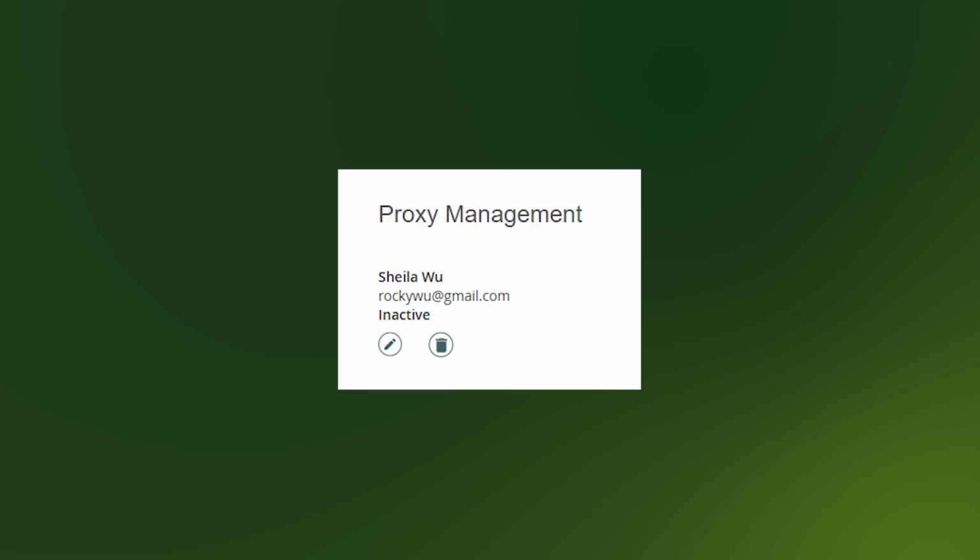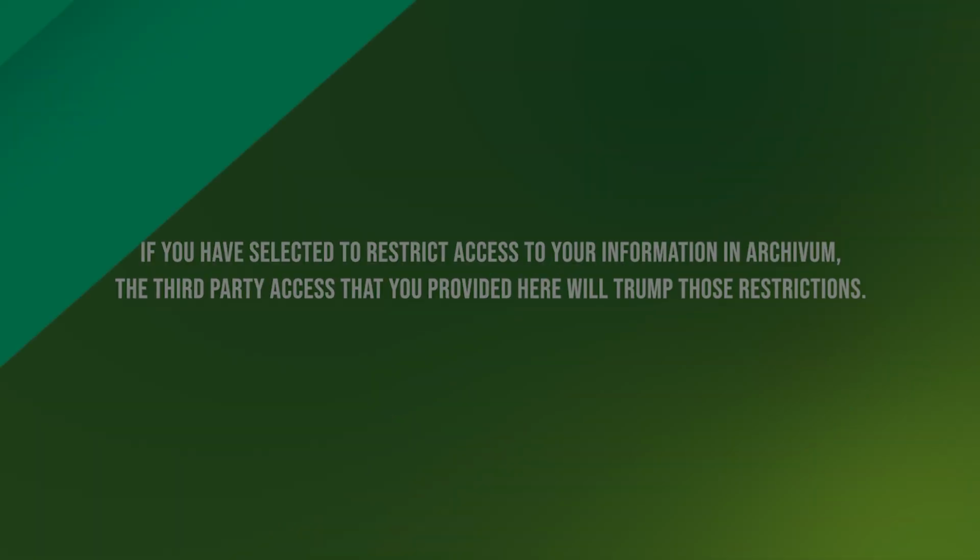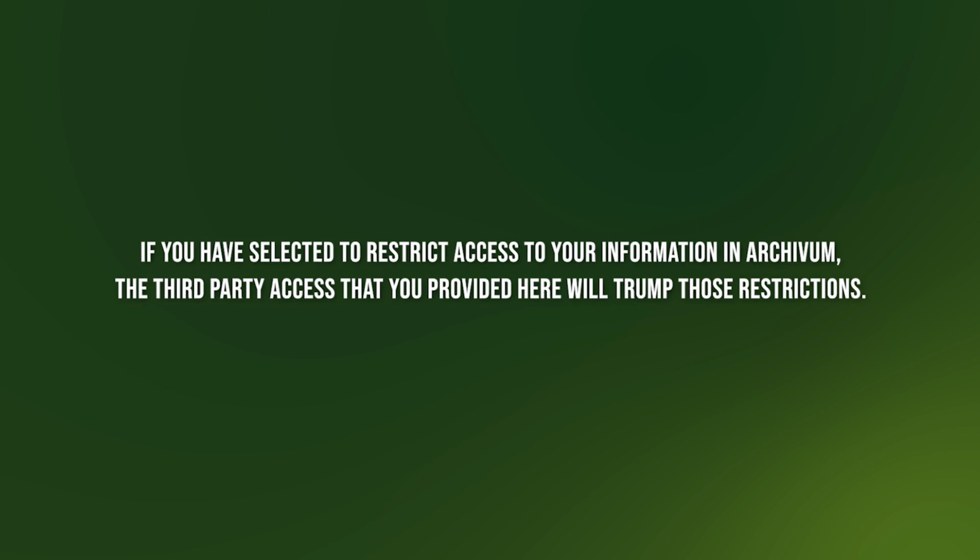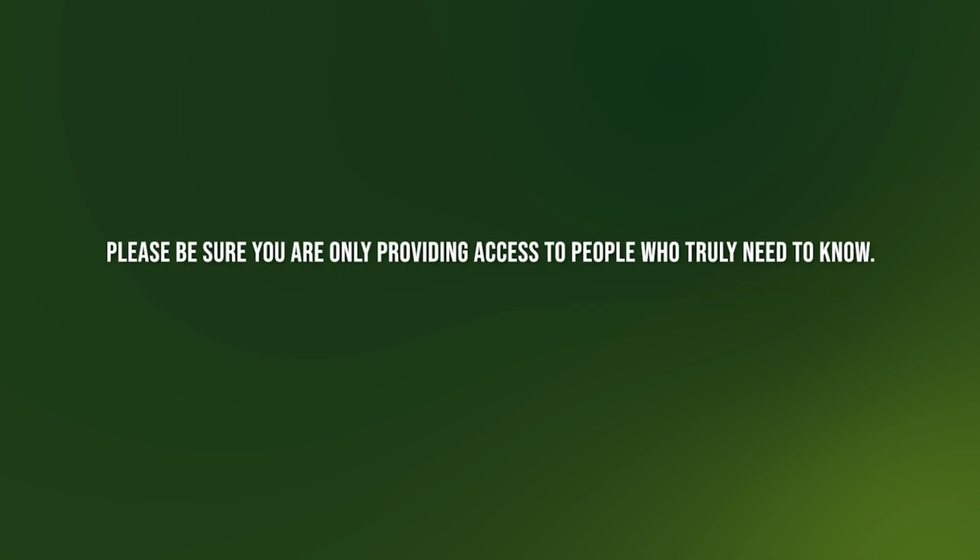One last note of caution: if you choose to remove proxy access, which you can do by editing the proxy's permissions under the pencil icon for edit, or by deleting the proxy by clicking on the garbage can icon under their name, they will receive an email confirming these updates. Also, if you have selected to restrict access to your information in Archivum, the third-party access that you provided here will trump those restrictions. Please be sure you are only providing access to people who truly need to know.